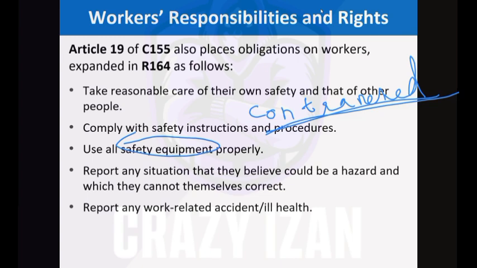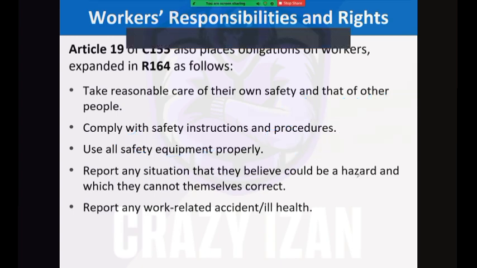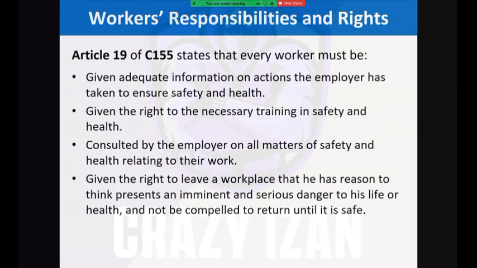If they don't use it properly, again, they are in non-compliance of the law, or they are in contravention of the law. And what will happen if they don't comply with the law? They can face penalties as well. Also, the workers must report any situation that they believe could be a hazard and which they cannot correct themselves. Okay. And also they must report any work related injuries or ill health as well.